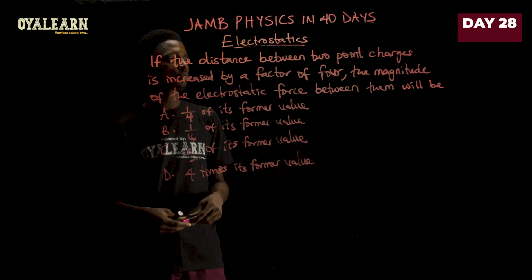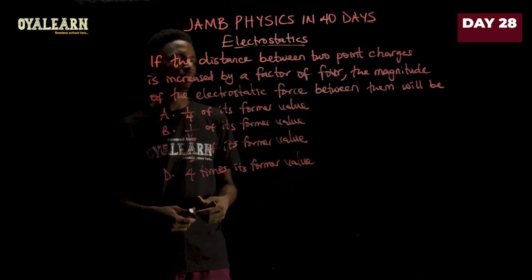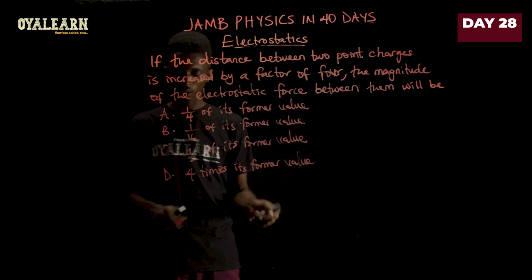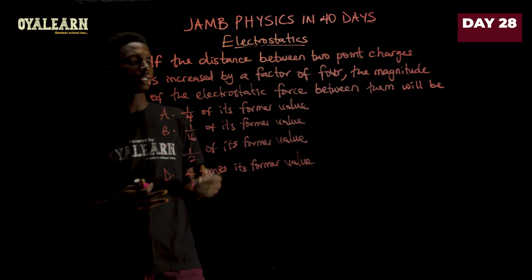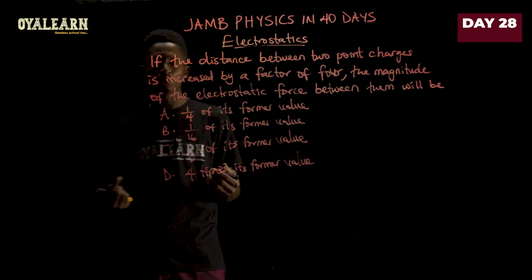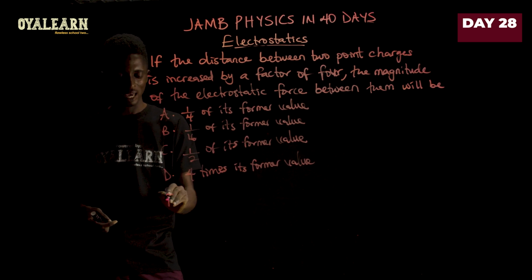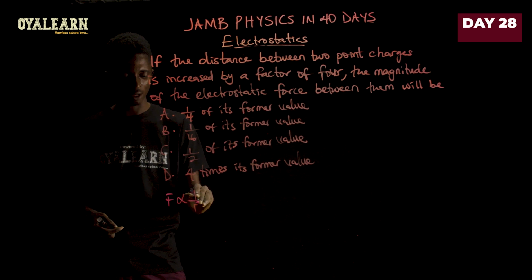If the distance between 2-point charges is increased by a factor of 4, the magnitude of the electrostatic force between them will be. Now, let's look at this. The relationship between electrostatic force and the distance between 2-point charges is given as F is inversely proportional to R squared.